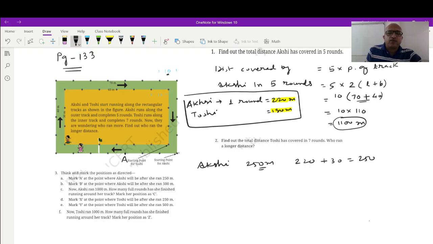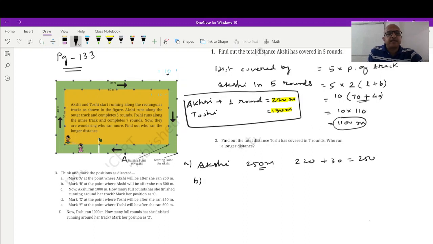When one round is taken, in this direction, one round, that is 220 for Akshi. Now it is asked for 250. So we'll add 30. So 10, 20 and 30. So it comes over here, that will mark A. Right? Now for B.